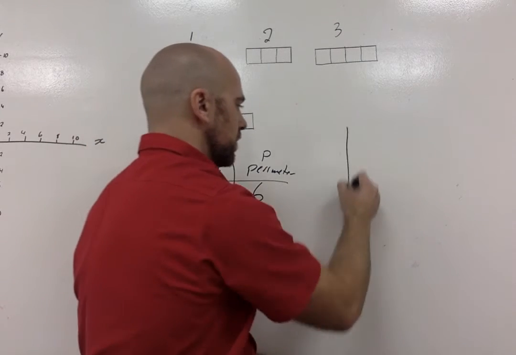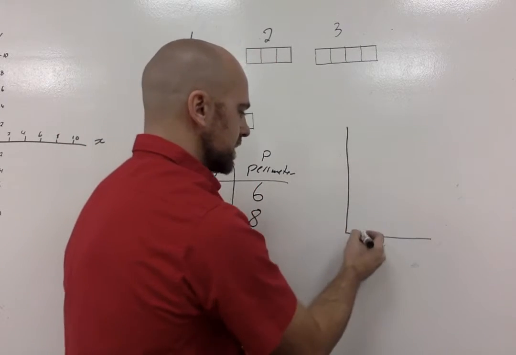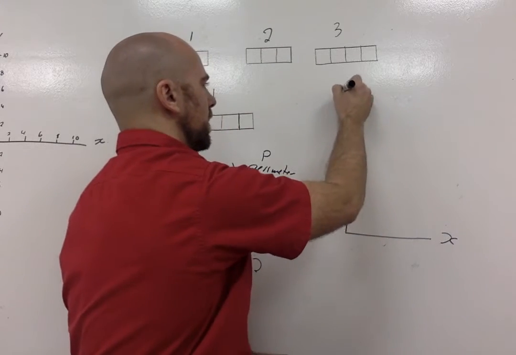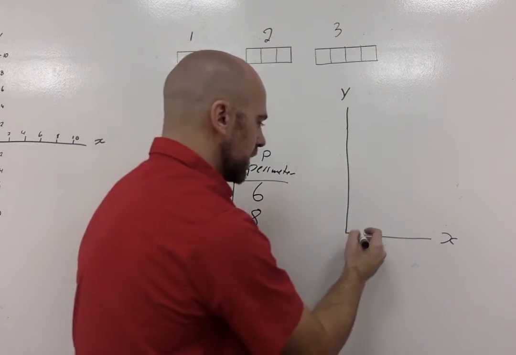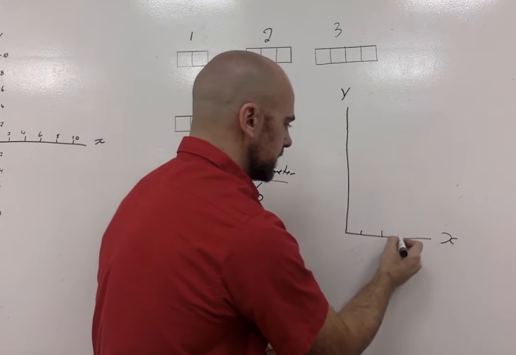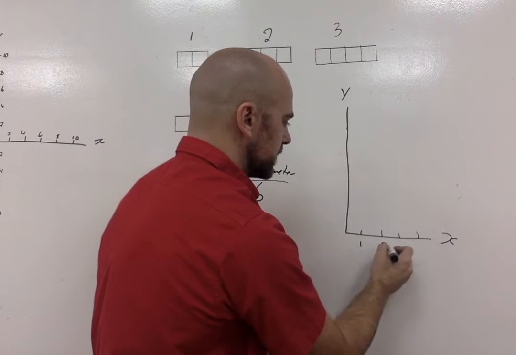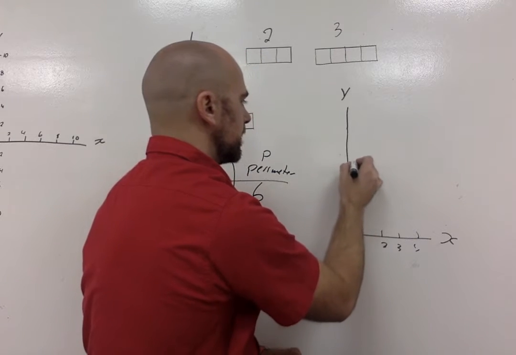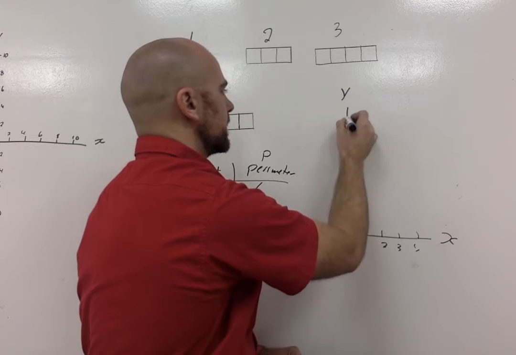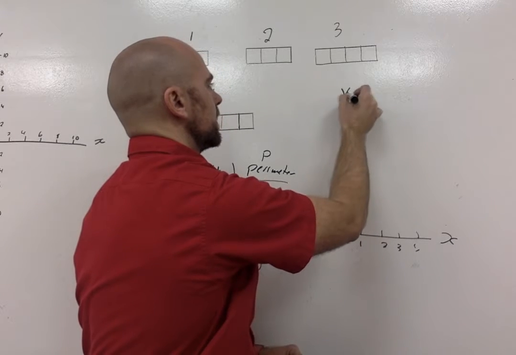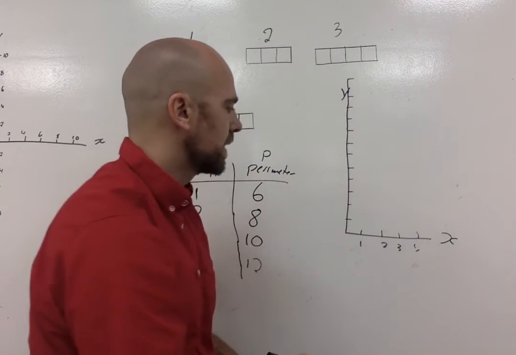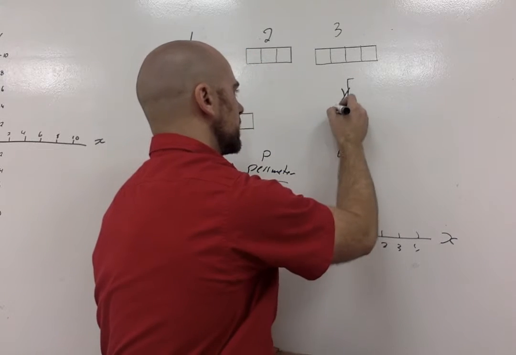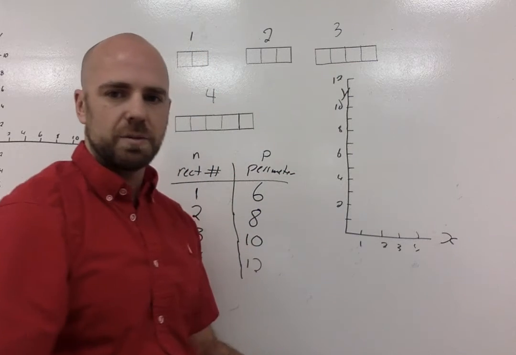So we might have something like this. My x is going to be a little bit shorter than my y, because my y goes up a little bit more. So I'll go 1, 2, 3, 4 along the x, and then 2, 4, 6, 8, 10, 12 up the y. I'll just count by 2s to make it a little bit easier.